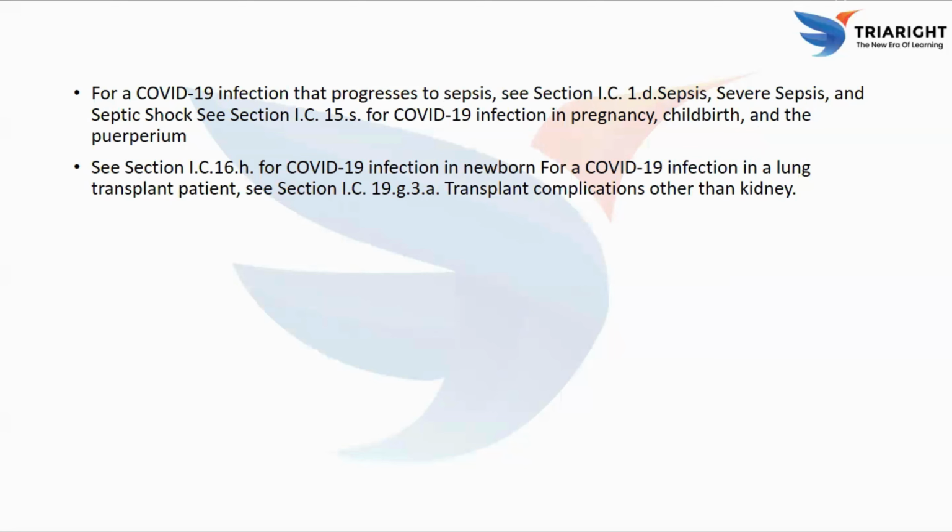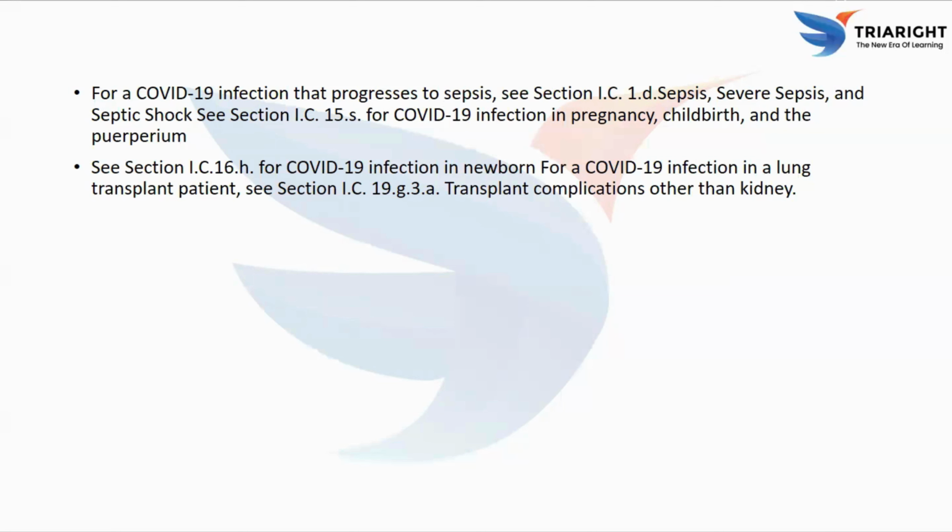So what is the example? There is a diagnosis documented as sepsis due to COVID-19. How would you code it? A41.89 for other sepsis is coded first. Then U07.1 COVID-19 is coded next. Then you have to add the organ dysfunction if severe sepsis is present.